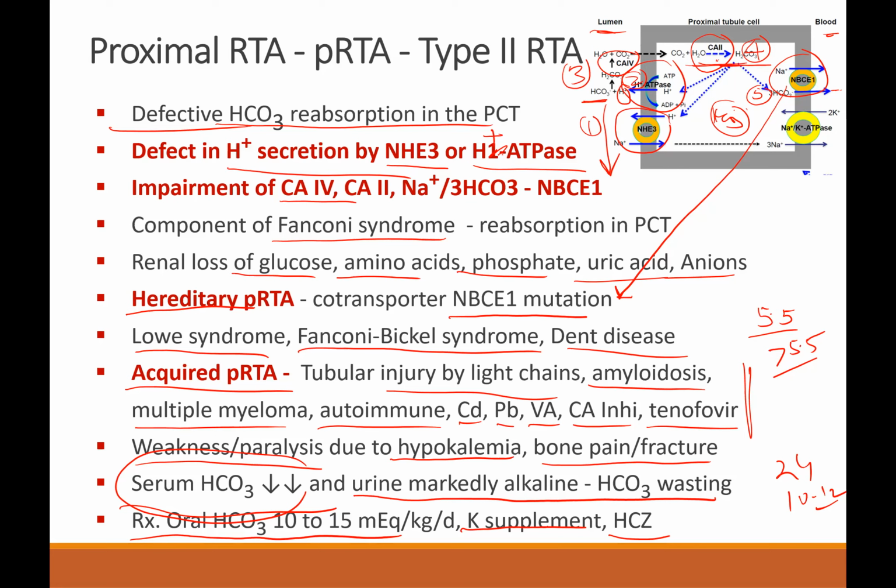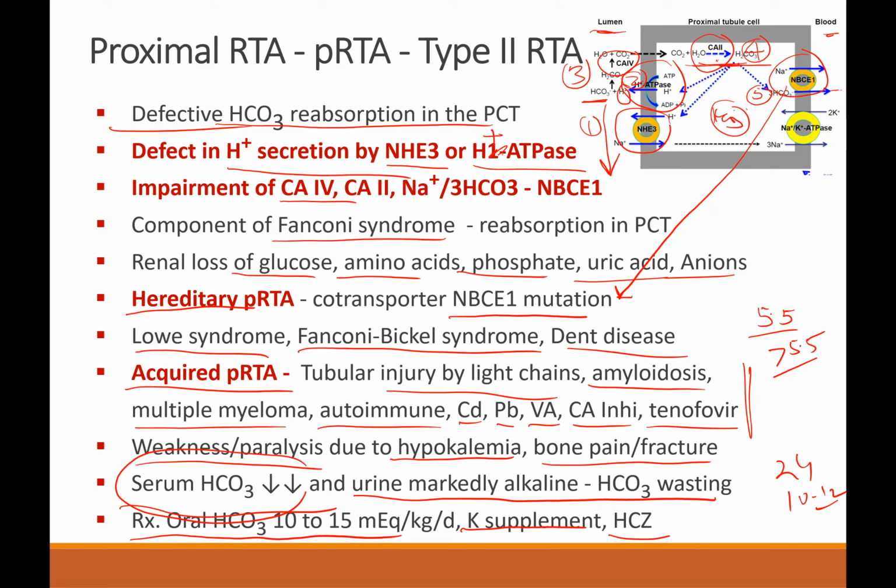Then, what are the causes? Generally, these molecular defects will have a hereditary cause or an acquired cause. Children are most affected in the hereditary group, and in the pediatric age group, the major defect is the NBCE cotransporter mutation on the basolateral membrane of the proximal tubule. That results in some syndromes: Lowe, Fanconi-Bickel, and Dent syndrome.